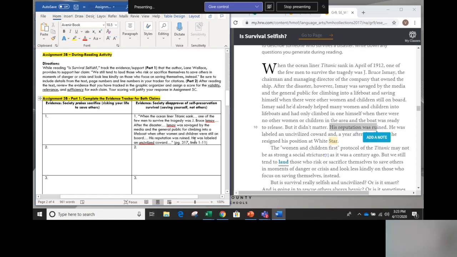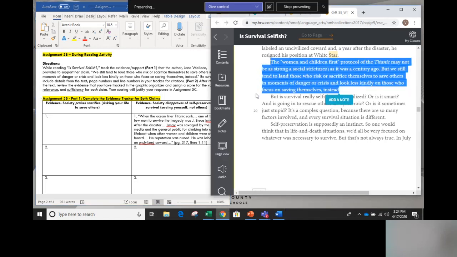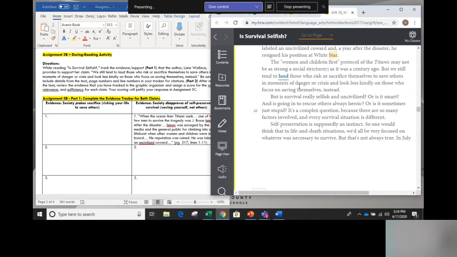So that's definitely something that talks about how society disapproves of that. That's an example that the author is using here. Okay, let's keep going. The, quote, women and children first protocol of the Titanic may not be as strong a social structure as it was a century ago, but we still tend to laud those who risk or sacrifice themselves to save others in moments of danger or crisis, and look less kindly on those who focus on saving themselves instead. So remember that this is the author's main claim right here. Okay, we're already given that main claim.